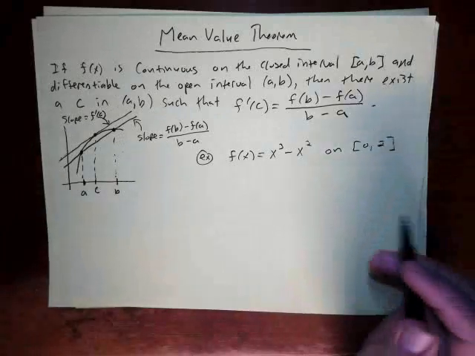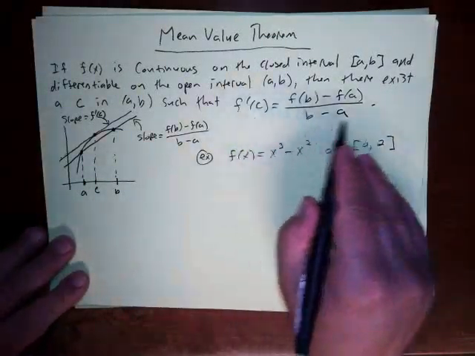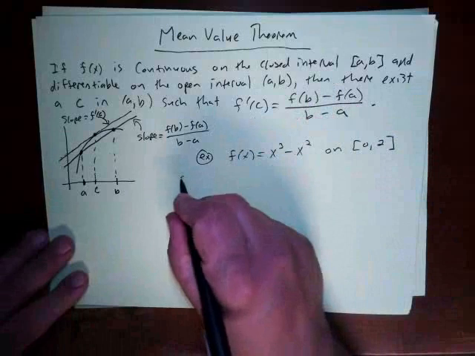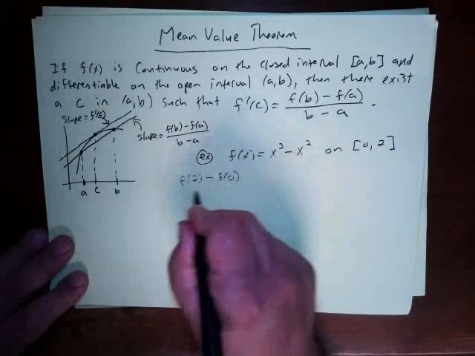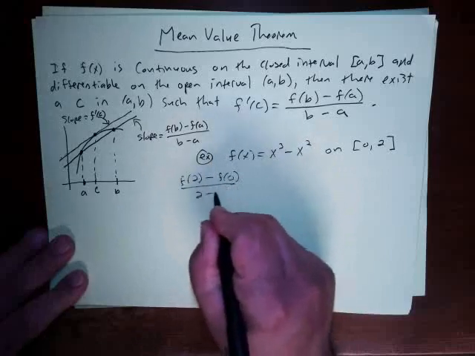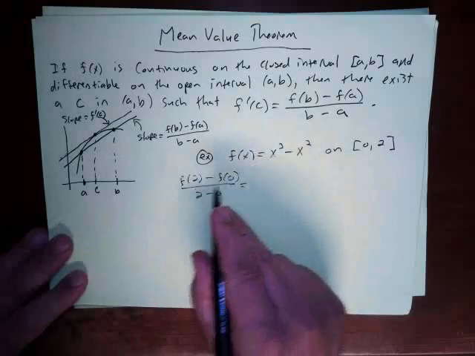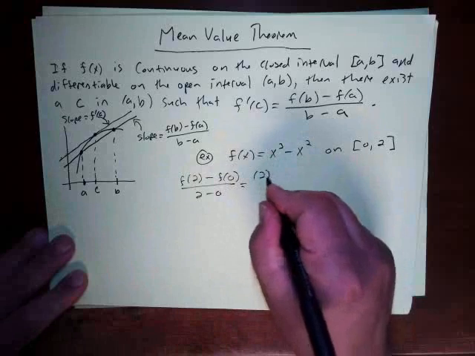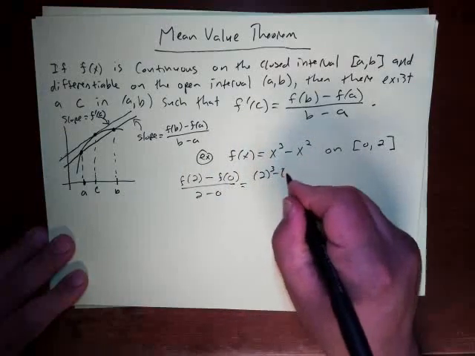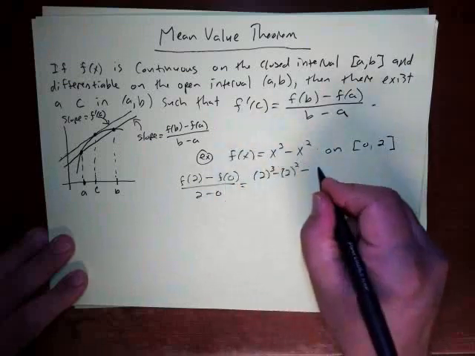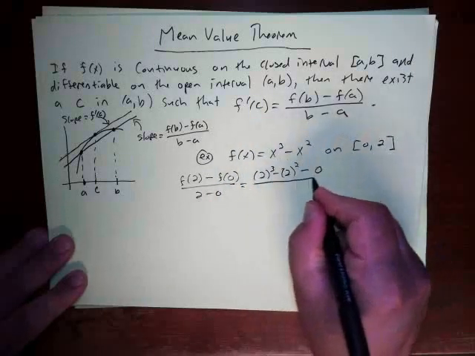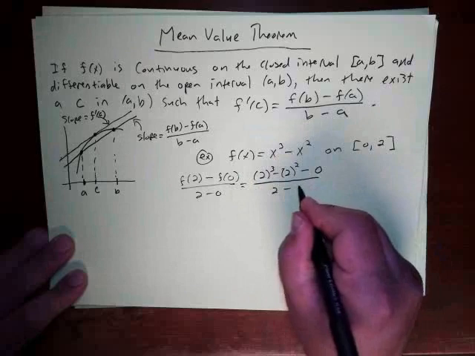Okay, and so first let's find the average rate of change on that interval. So it'd be f of 2 minus f of 0, over 2 minus 0. Plugging 2 in here, I would get 2 cubed minus 2 squared. And if I plug 0 in there, I'm just going to get 0. And then I would have 2 minus 0.